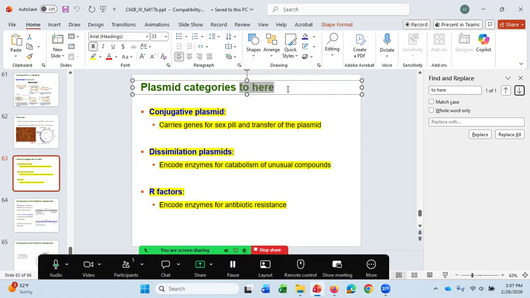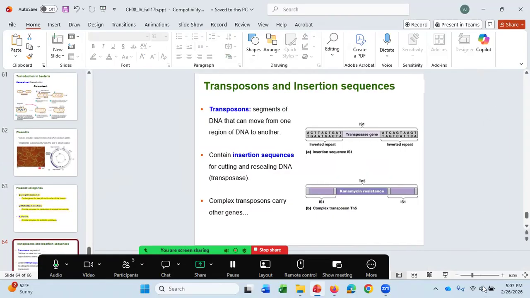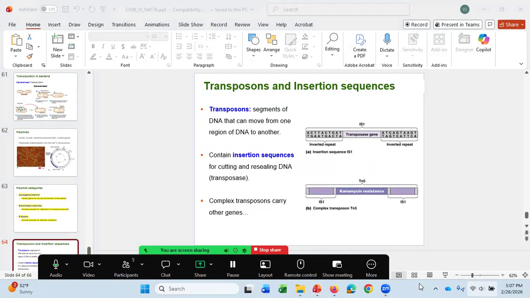We talked about plasmids last time. Is that correct? Anyone? All right, I'm just going to assume that was correct. Transposons. Can somebody confirm you can hear me? I can hear you. Thank you.